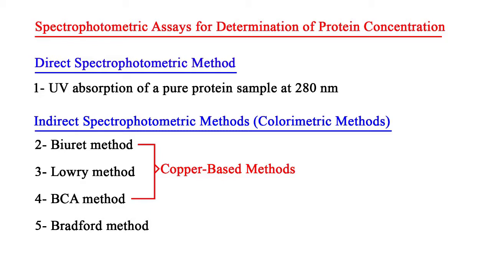I classified spectrophotometric protein measurement methods into two groups: direct spectrophotometric method and indirect spectrophotometric methods, also called colorimetric methods. In direct spectrophotometric method, ultraviolet light absorption of a pure protein sample is measured at 280 nanometer. The absorbance at this wavelength is directly proportional to protein content of the sample. In indirect spectrophotometric methods, a reagent commonly colored reacts with protein in the sample, and a colored product is formed whose visible light absorption is measured at appropriate wavelength. The intensity of visible light absorption is proportional to protein content of the sample.